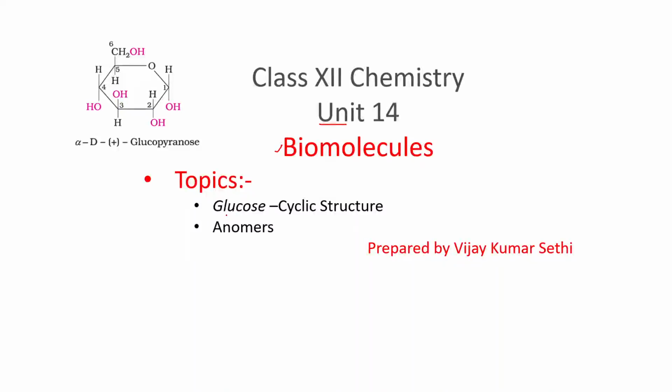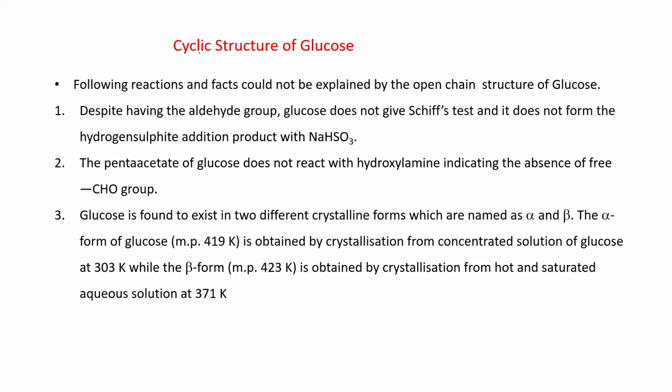In this video, we will discuss glucose, the cyclic structure of glucose and the anomers of glucose. First, the cyclic structure of glucose. In the previous video, we discussed the open chain structure of glucose. The following reactions and effects could not be explained by the open chain structure of glucose.